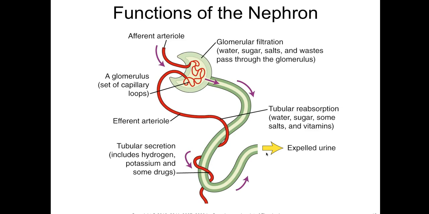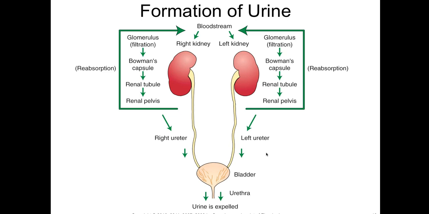So this is a nice summary of our formation of urine. We already talked about how our glomerulus creates filtrate that comes into our Bowman's capsule, moves through our renal tubule into the renal pelvis, and moves through the ureter into the urinary bladder and then out the urethra to our external environment. And the same thing that happens on our right side is going to happen on the left side.